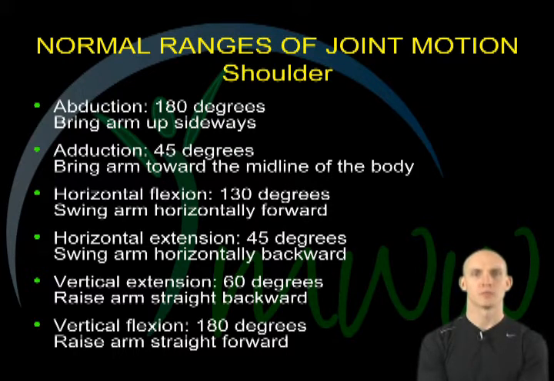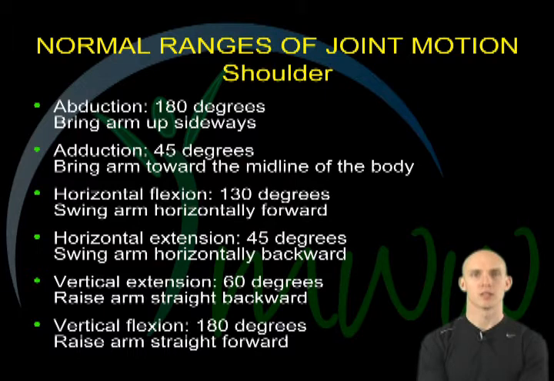Horizontal flexion. Recommended movement is 130 degrees. Swing your arm horizontally forward as in a clapping motion with your arm straight in front of you. Horizontal extension. Recommended movement is 45 degrees. Return your arm from a clapping position to a resting position.